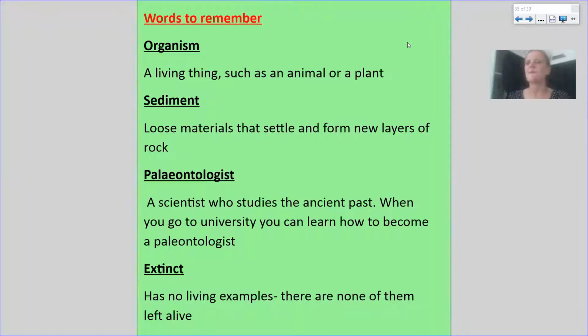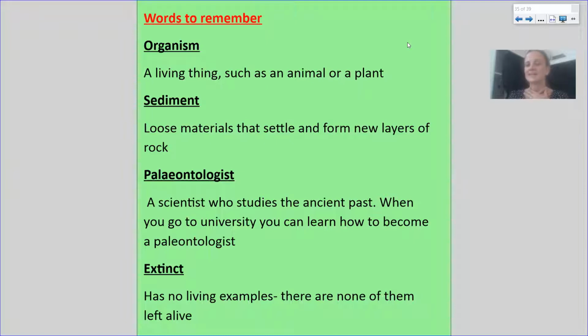The next word is paleontologist, and a paleontologist is a scientist who studies the ancient past. When you go to university, you can learn how to become a paleontologist. These are the people that dig up bones, dig up fossils, look at things from the past and help us to learn more about them. So the word is paleontologist.